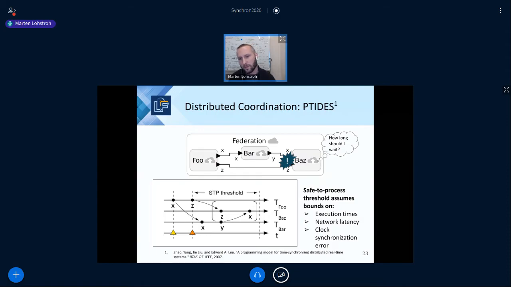And of course, since every message has a tag, it will also be detectable when messages are received that are out of order and arrive too late, outside of that window. And then we know that one or more of our assumptions with regard to these bounds have actually been broken.